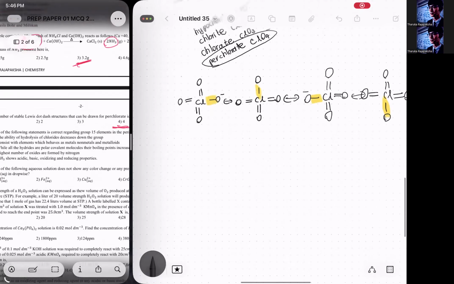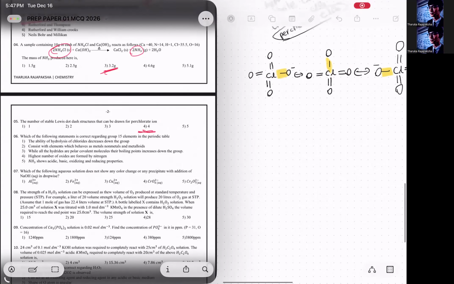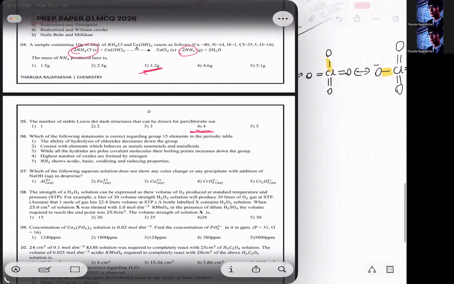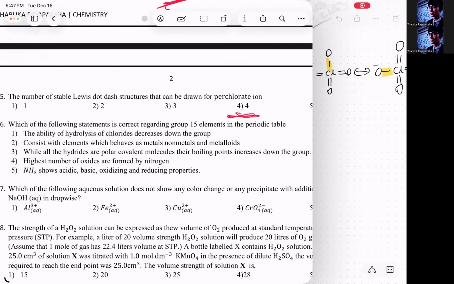Okay. And then question number 6. Which of the following statements is correct regarding group 15 elements of the periodic table? Let's see. The ability to undergo hydrolysis of chlorides decreases down the group. That is correct. Chloride hydrolysis, when you go down the group, becomes reversible. For example, BiCl3, when you add it into water, forms BiOCl and HCl, a reversible reaction, with formation of a white precipitate. At the top, they will undergo the reaction fully, forward reaction, not reversible.